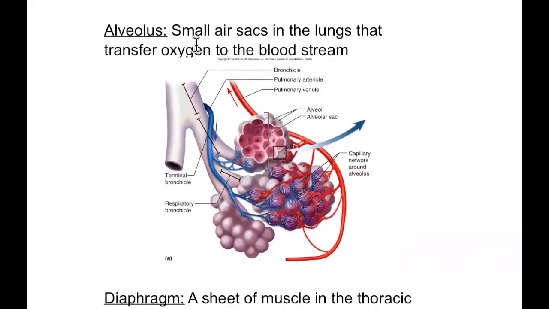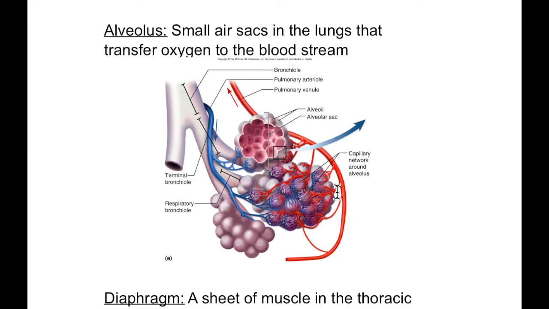At the very tip of those branches, the very, very smallest branches, what we're looking at right here, has what looks like berries on the tip. Those berries, those little round structures, are known as alveoli, or singular is alveolus. I've heard both pronunciations. I don't care which one you use. That is one round structure, an alveolus, or a lot of them, multiple alveoli. These are the small air sacs in the lungs that transfer oxygen to the bloodstream.